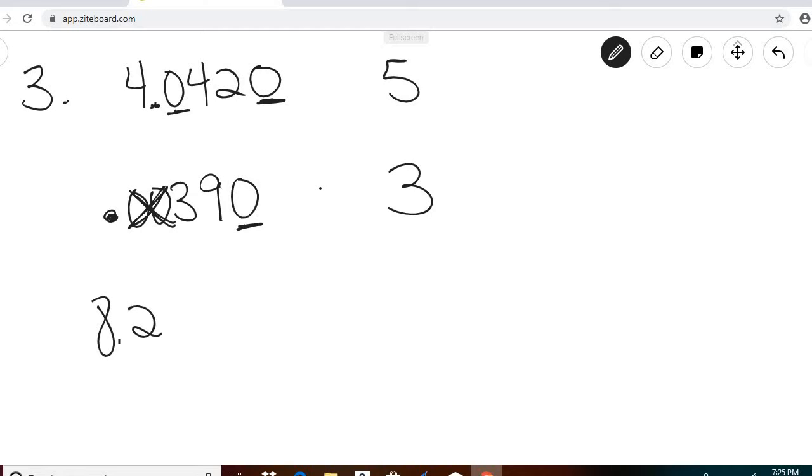And then 8.20 times 10 squared. That one would have 3 significant figures. The 2 non-zeros are significant. This is significant because it's to the right of the decimal place and at the end, so that's 3 significant figures for that one.